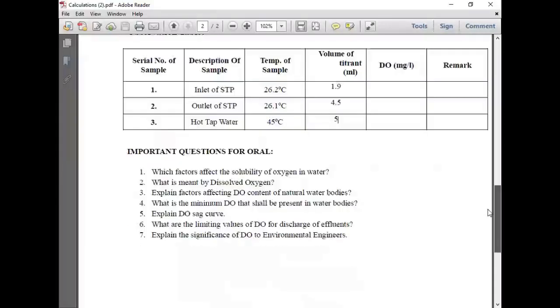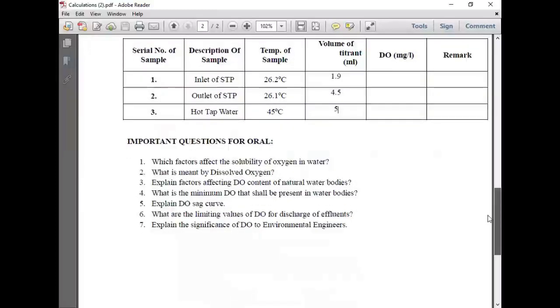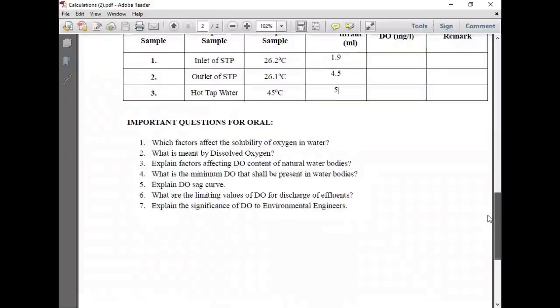There are also some important questions with respect to the oral that depend upon the understanding. So the oral questions are given here. I've also uploaded the extra reading material that you are required to read, from which most of the questions in the oral can be asked.